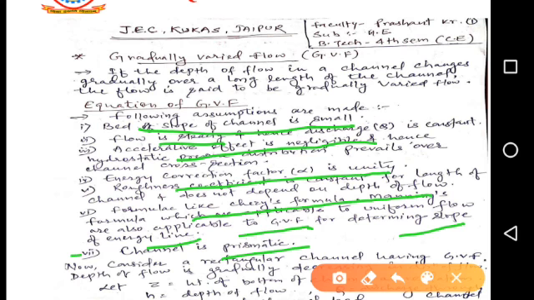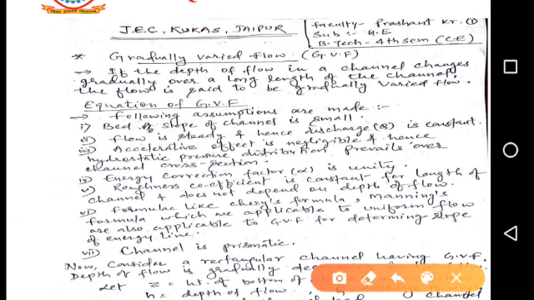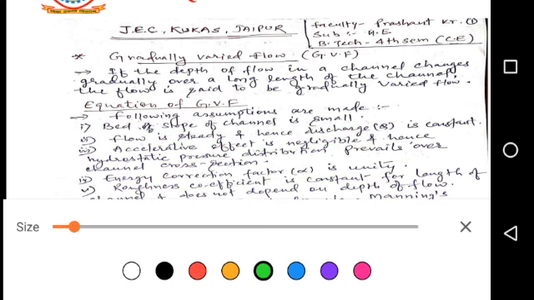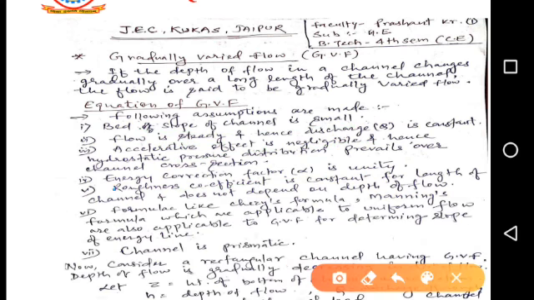Now what do you mean by energy correction factor? Energy correction factors are also known as kinetic energy coefficient, or you can say kinetic energy correction factor.